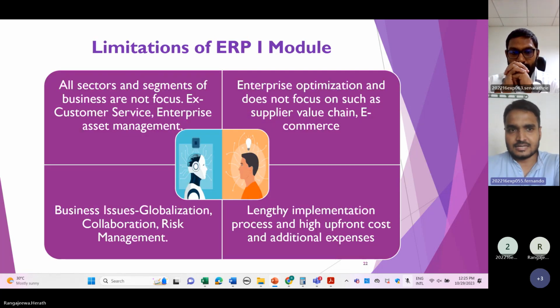If we discuss limitations of ERP, first, all sectors and segments of the organization are not focused. As an example, customer services, enterprises, and asset management are not focused. In addition, it focuses only on internal optimization, and external optimizations are not considered. As an example, supply value chain, e-commerce, and business issues such as globalization, collaboration, and risk management. Finally, the ERP process has a lengthy implementation process and high cost, as well as additional expenses we have to incur.